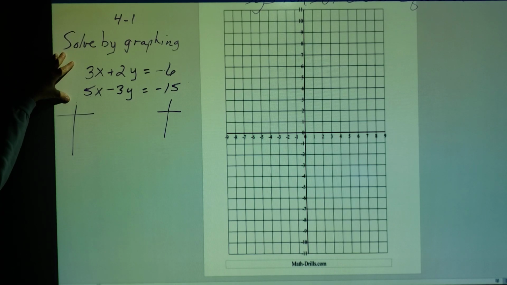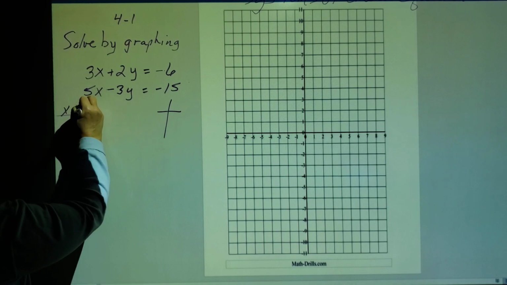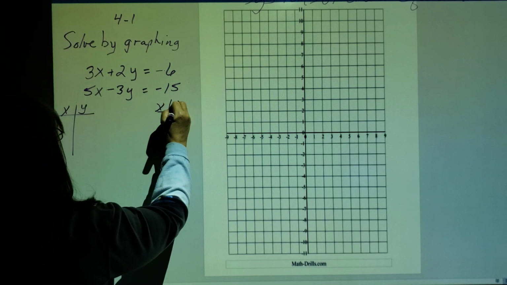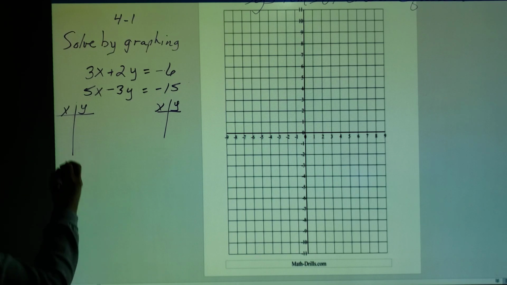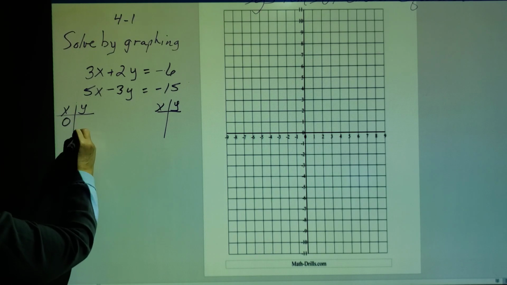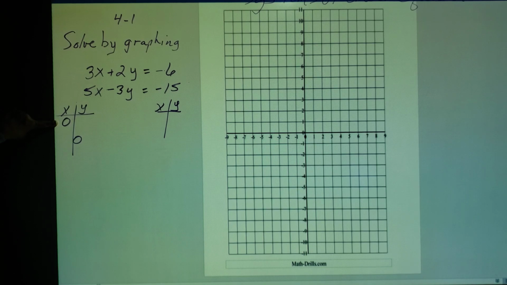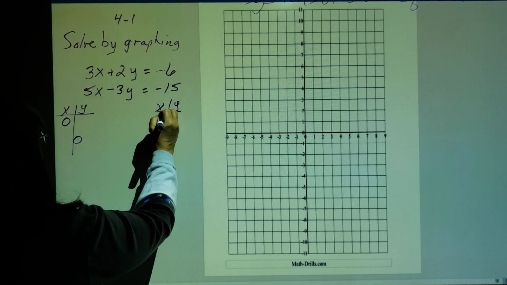Now when I'm using standard form equations, I like to do it this way. There's more than one way. I can show you when we're done the other way of doing it. So the first thing we're going to do is we have two t-charts. We're going to put a 0 here and a 0 here. This is the y-intercept, and this is the x-intercept. Same with over here.